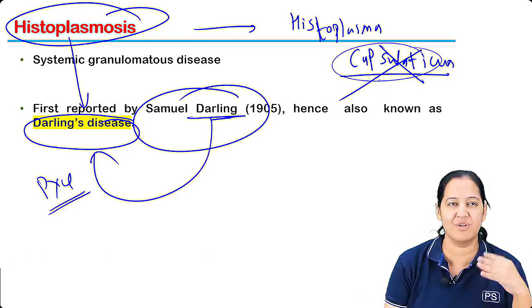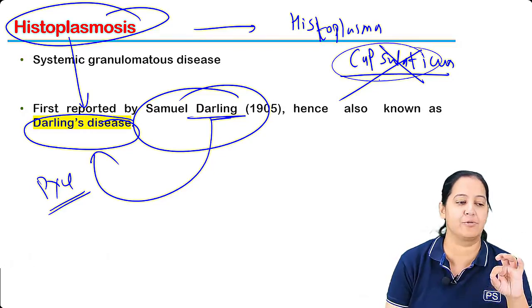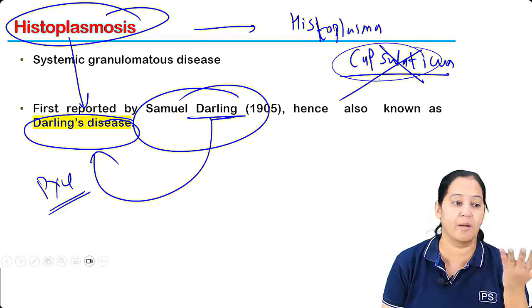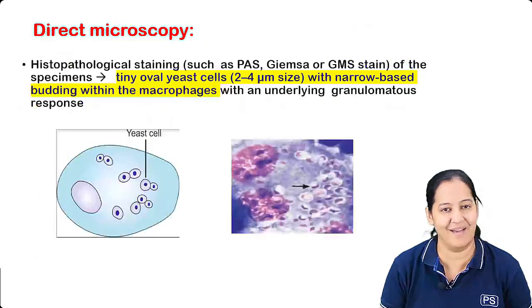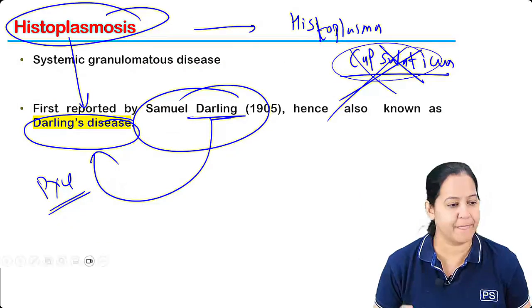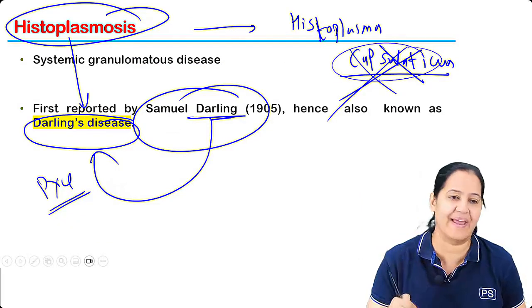It's also asked as a question: which of the following organisms is non-capsulated? One of the options is Histoplasma capsulatum. So students think capsulatum will surely have a capsule. No, it's a misnomer. Histoplasma capsulatum is non-capsulated. Please learn. Clinical features I'm not teaching you; learn the first, pulmonary, and the second onwards you can learn yourself.